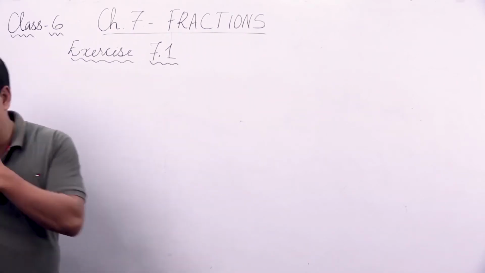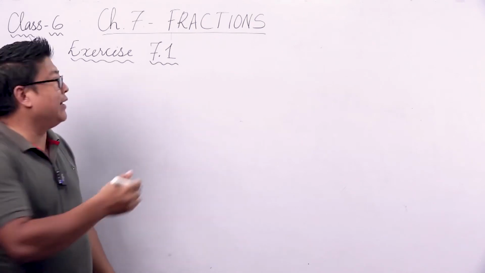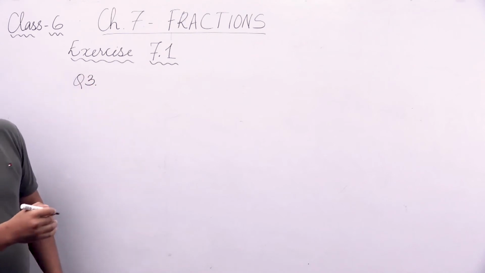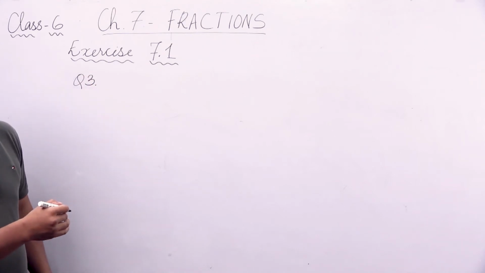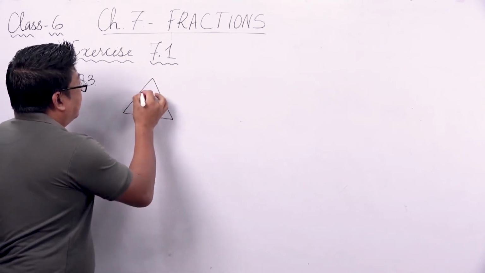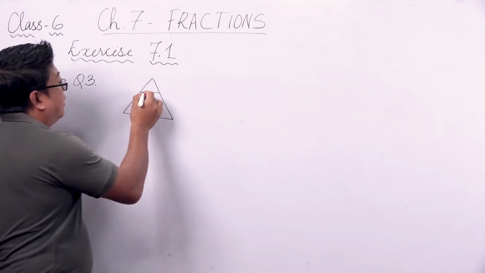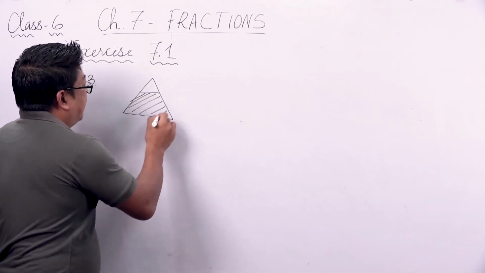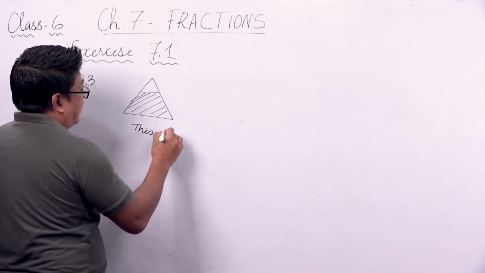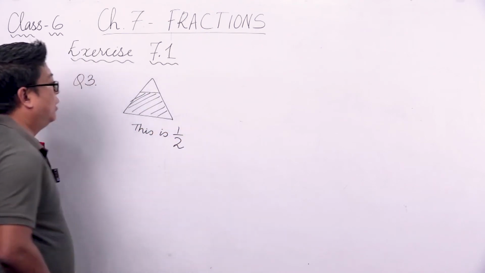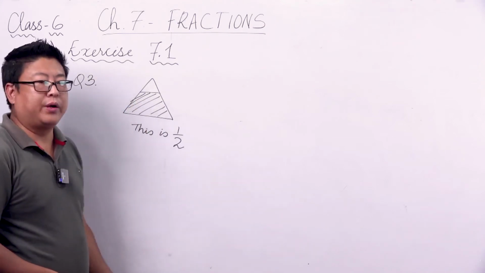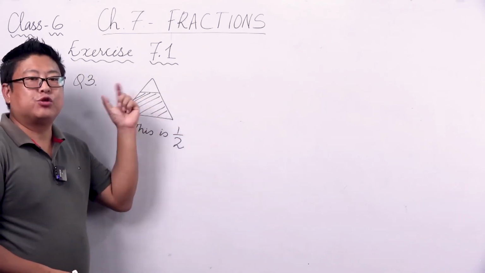Now, question number 3. Identify the error, if any. I will do one here. One figure. Let's do one figure. This is the figure given. And they have given us that this is 1 by 2. They are saying that this shaded part is 1 by 2. Okay? Now we have to check if it is true or not.